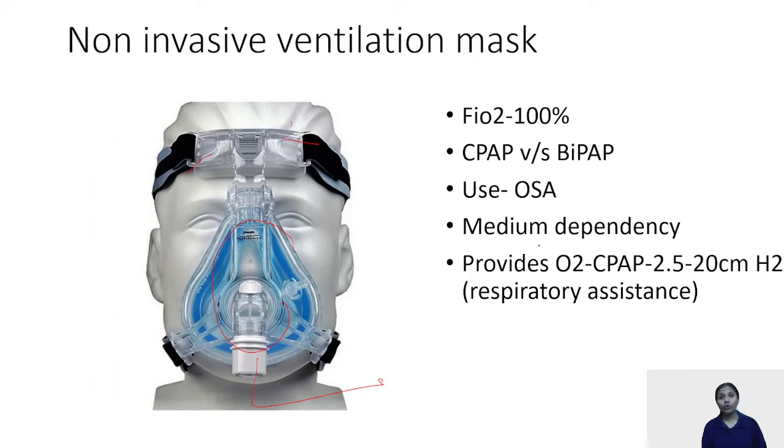It is very useful in OSA, obstructive sleep apnea patients, because this mask can provide a continuous positive airway pressure, because of which you don't have that alveolar collapse or the collapse of your pharyngeal space that leads to snoring. Okay, it gives a CPAP. It's a medium dependency, and it can give a FiO2 of 100%. And this mask can be attached to two devices. One is your CPAP, one is your BiPAP.